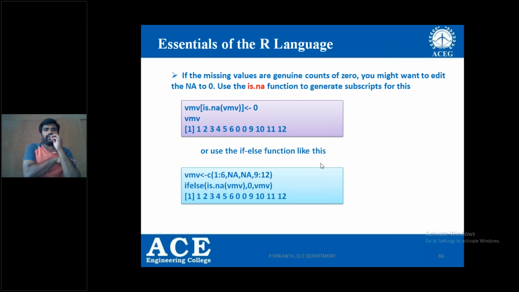Otherwise, the other way is you can also use the ifelse function. Here, instead of directly assigning 0, you can check if it is NA or not. If it is NA, assign 0, else keep it as it is. So you can find n number of ways for writing the code. Two examples I'm giving, right?